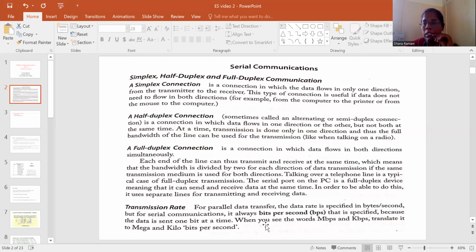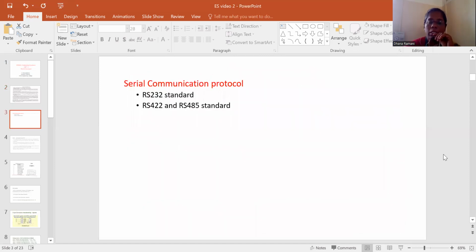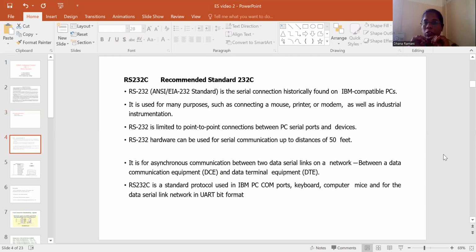It can also be in kilobits per second, kbps, or Mbps. Now we'll go to the serial communication protocols, and for today's session let me take the RS232 standard. You are all very familiar with it, but we'll try to get a few more points regarding it. We have RS232, RS422, and RS485. Let me go for the RS232C standard.